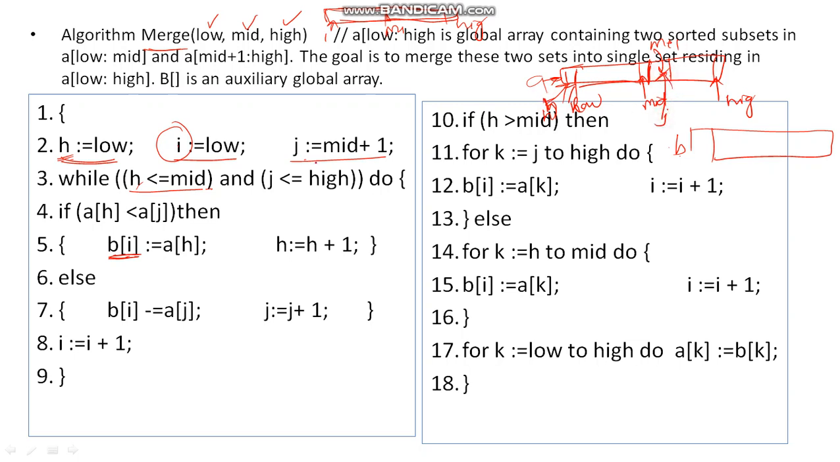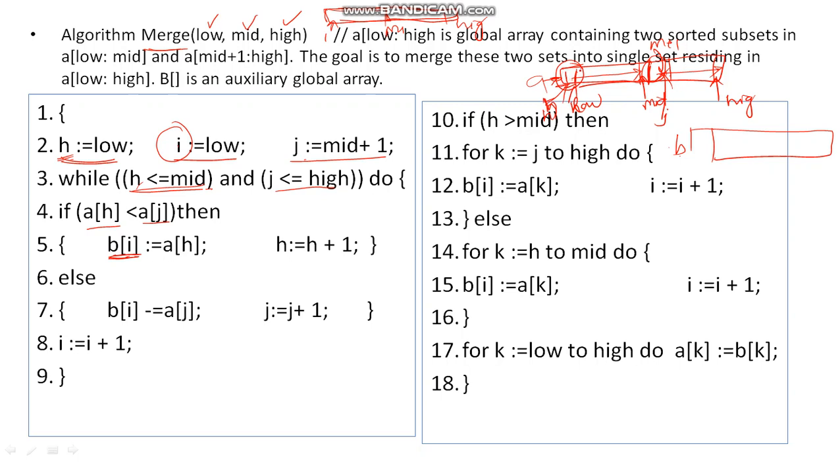Now while H is less than mid, I want to trace this array up to the half, up to the mid, and the second subarray up to the high, from mid plus 1 to high. So while H is less than mid and J is less than or equal to high, the second one, what I am comparing is A of H is less than A of J. The first element in the first subarray is less than the first element in the second subarray.